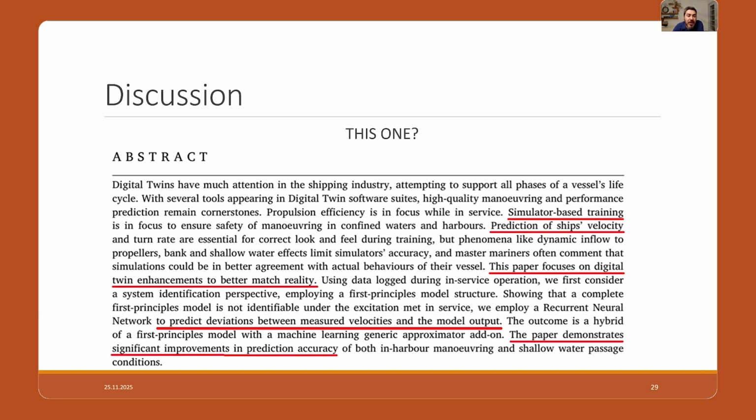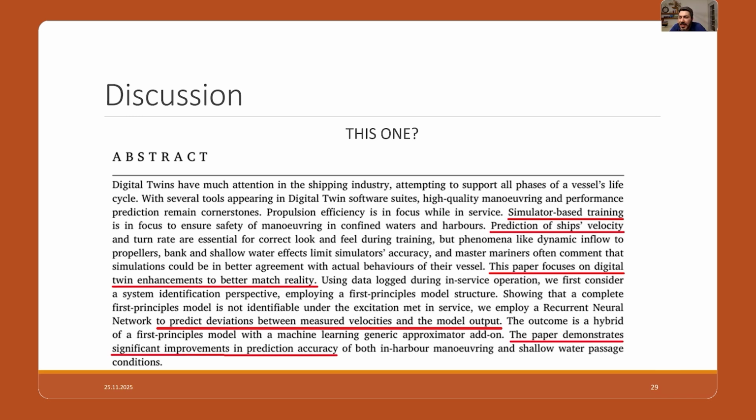Using data logged during in-service operation, we first consider a system identification perspective, employing first principles model structures, showing that a complete first principles model is not identifiable under the excitation met in service. We employ a recurrent neural network to predict deviations between measured velocities and the model output. The outcome is a hybrid of a first principles model with a machine learning generic approximator add-on. The paper demonstrates significant improvements in prediction accuracy of both in-harbor maneuvering and shallow water passage conditions.